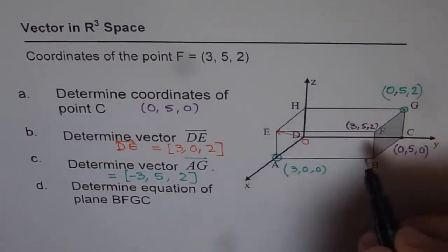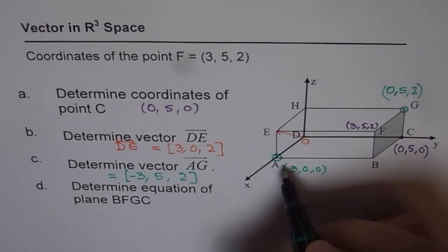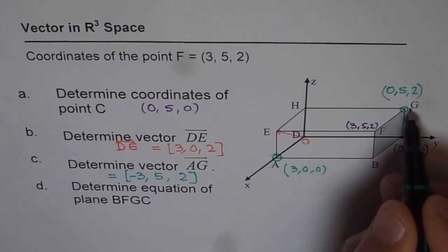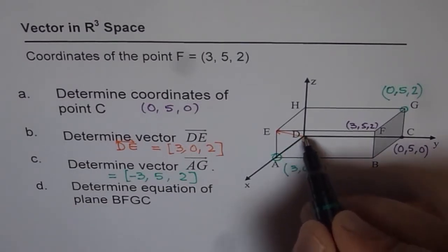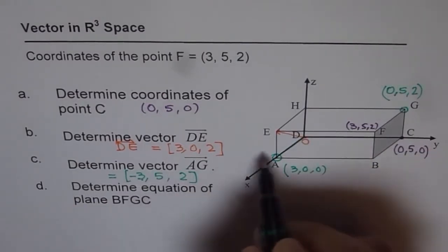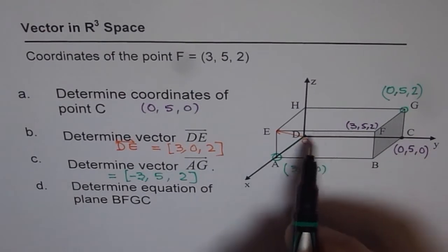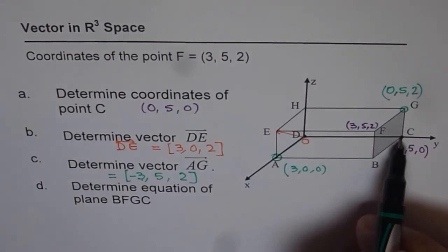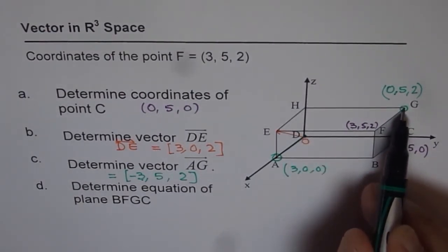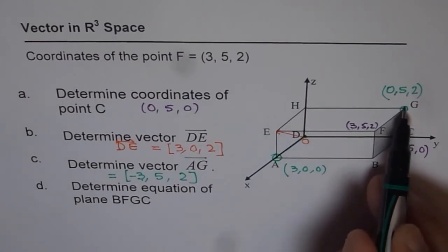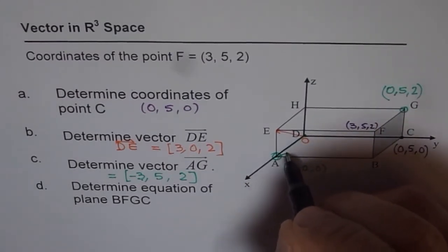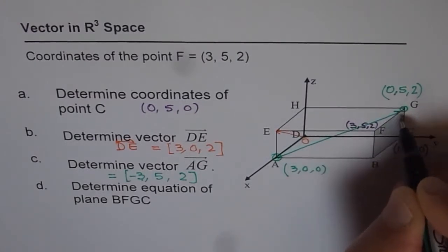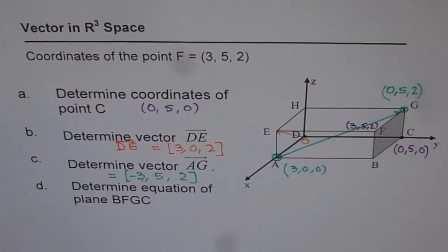So if you see, if you have to go from A to G, right? From A you move 3 units to the other side. That is minus 3. Do you see? Minus 3. And 5 units along C and 2 units up. So that gives you the vector AG. I hope you understand that part, right? So this is how you get your vector AG.